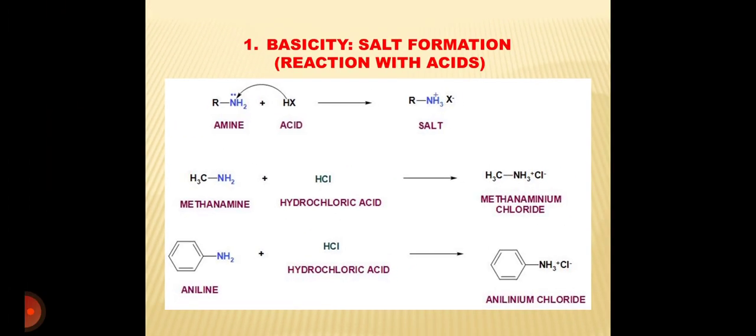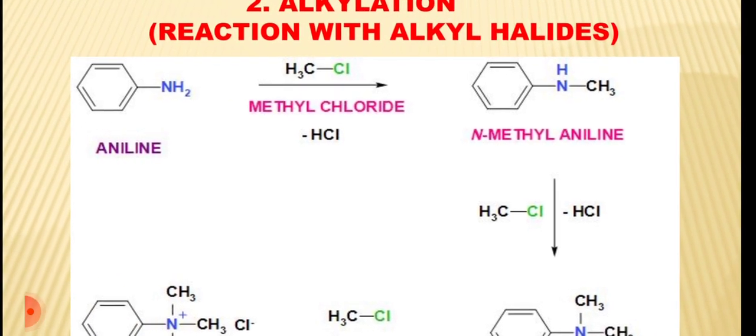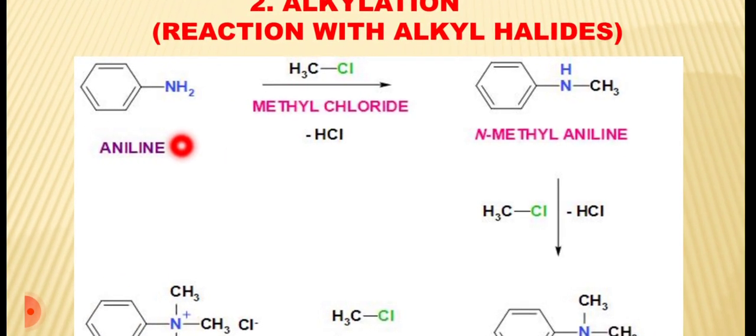Let's go for the next reaction, which is called the alkylation reaction. Alkylation simply means the attachment of an alkyl group on the nitrogen. Here, let's take the example of aniline. Aniline on reaction with an alkyl halide like methyl chloride liberates a molecule of hydrochloric acid, and the methyl group is attached onto the nitrogen to give N-methyl aniline.